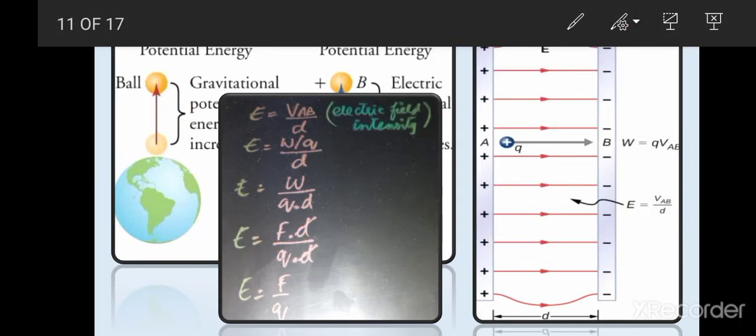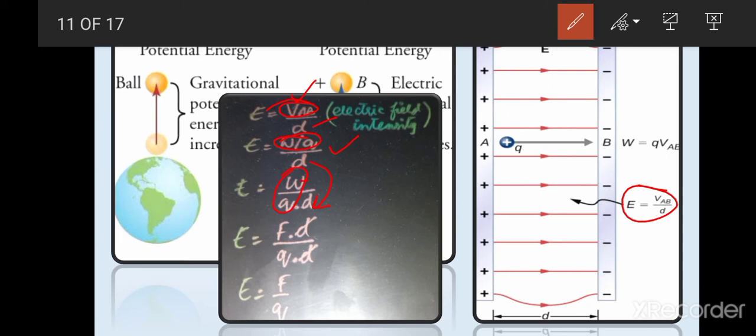Here you can see that the formula for electric field intensity is electric potential divided by D. In this case it is written as V divided by D, potential difference divided by the distance between these two points. As you know, the electric potential V is actually W divided by Q, which can be written as W divided by Q divided by D in this form.